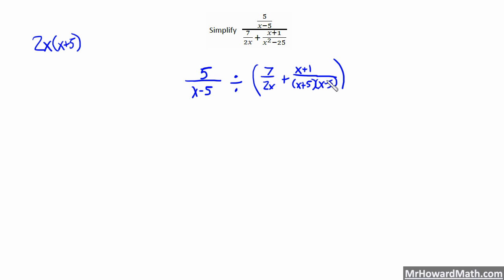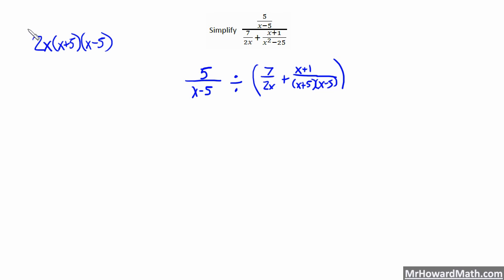And we need an x minus 5 because this term has an x minus 5 and this has an x minus 5. Okay, so here is what we need to multiply this part by and each of these terms by in order to get rid of all the fractions.